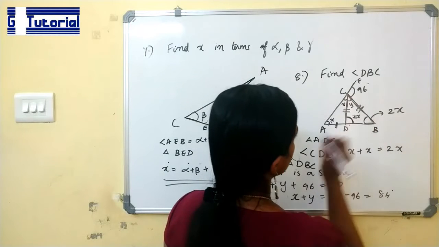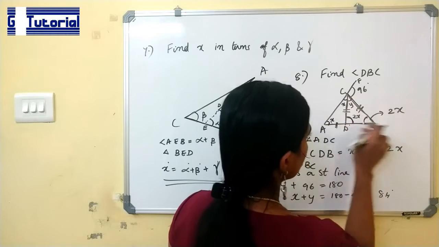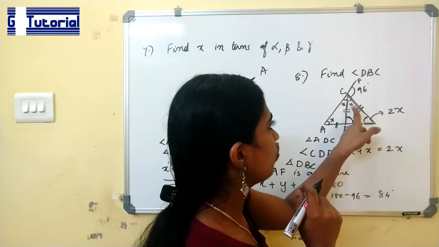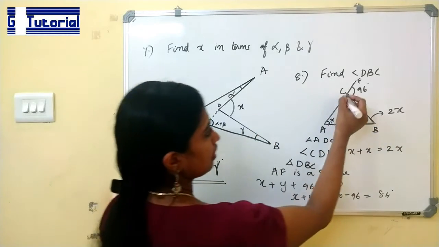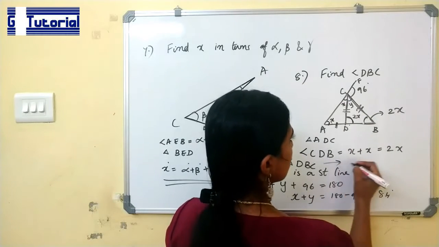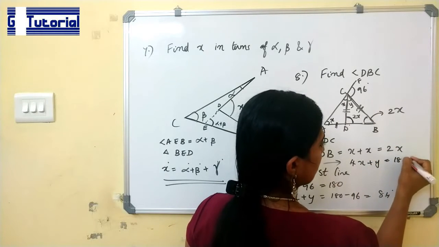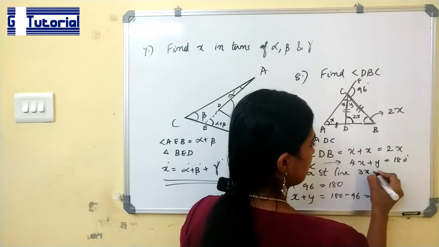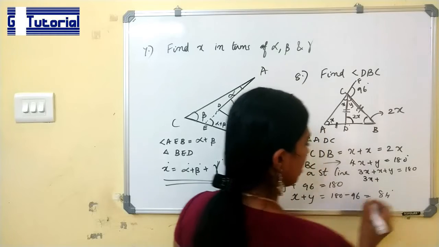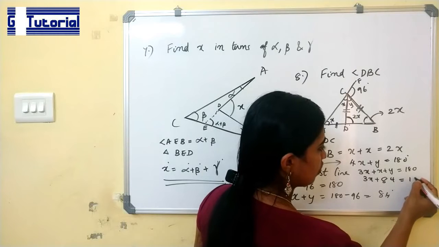And then let us take that the sum of angles of a triangle is 180 degrees. If we are considering only triangle DBC, in triangle DBC, 2x plus 2x, 4x plus y is 180 degrees. From that we can replace and write 3x plus x plus y is 180 degrees. We have found that x plus y is 84 degrees. I am going to substitute there: 3x plus 84 is equal to 180 degrees.